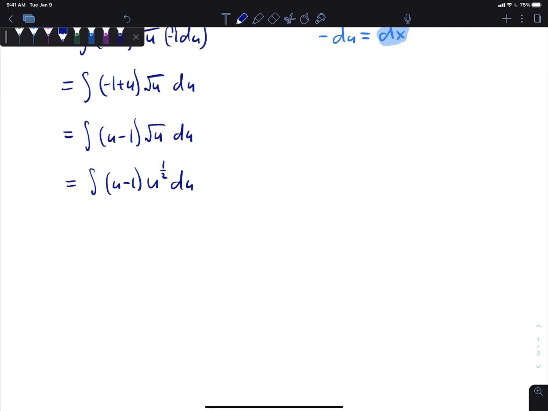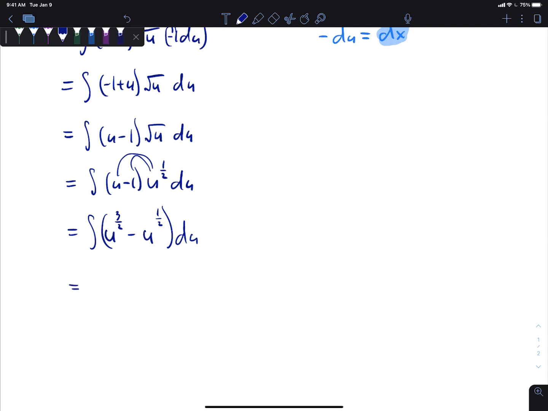Then, of course, you can just distribute the u to the half power to both terms there. And that's going to give you the integral of u to the, well, what's 1 plus a half? Well, 1 plus a half is 3 halves. And then minus u to the 1 times u to the half is u to the half du.